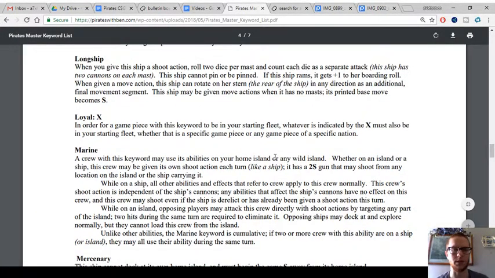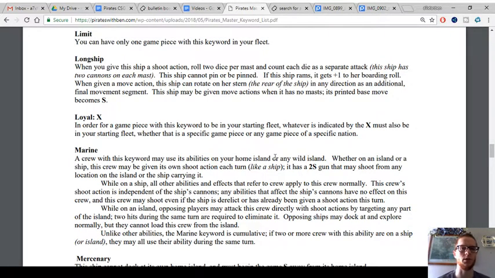So basically, you can roll two dice per mast. The ship has two cannons on each mast, so firepower is basically doubled. If you have a two-masted longship, you can get four shots in one shoot action, which is really impressive, and part of the reason they're so expensive. But it's a packed keyword. A lot of people stop there, but there's actually a lot more to the keyword.